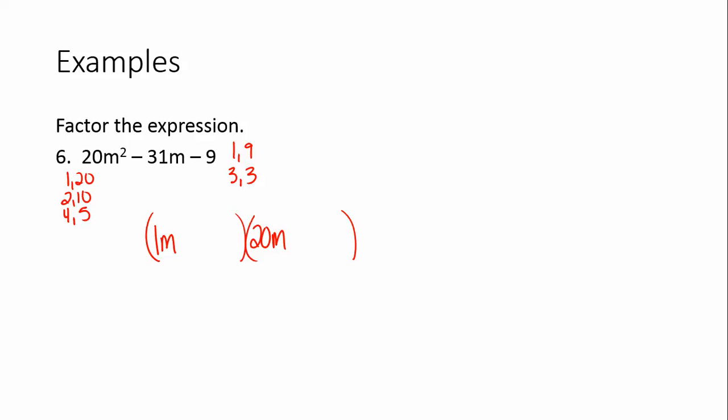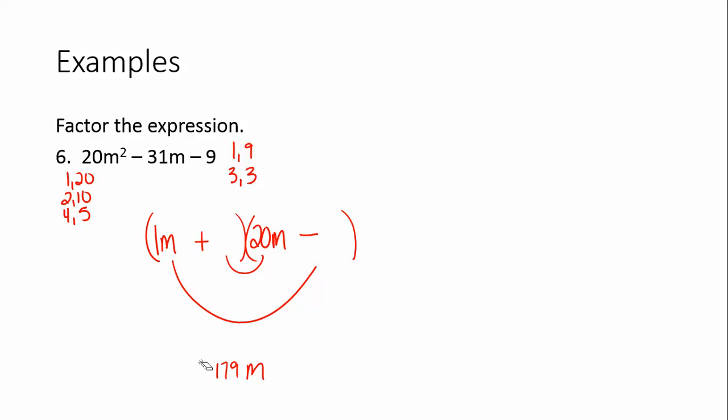So 1m and 20m. Let's try 9 in the back, 1 and 9. It's a negative, so I need one of each sign. That's 20m, this is minus 9m. So that's 11m. That doesn't work. Now, before I start switching the factors of 20 and the factors of 9, try just to switch them places and see what happens. Okay, well you can see that's a humongous number. That's 180m minus 1m. That's definitely not it. That's 179m. So with the 1 and the 20, 9 and 1 don't work.